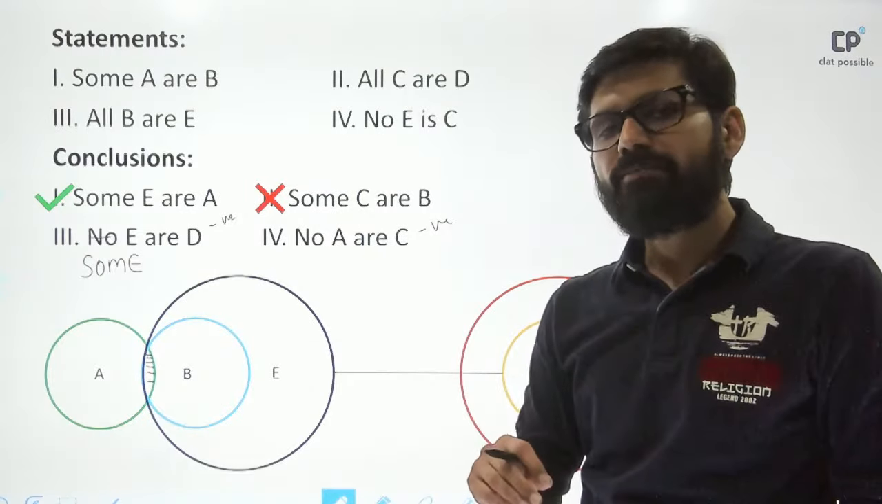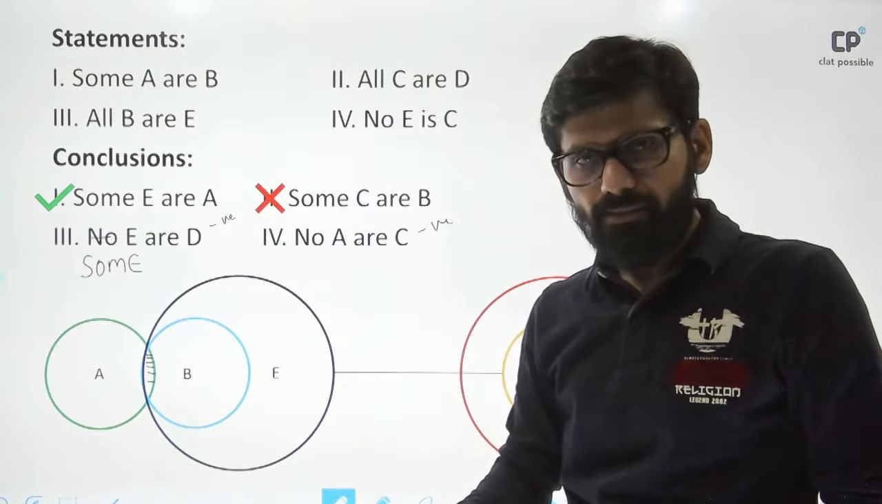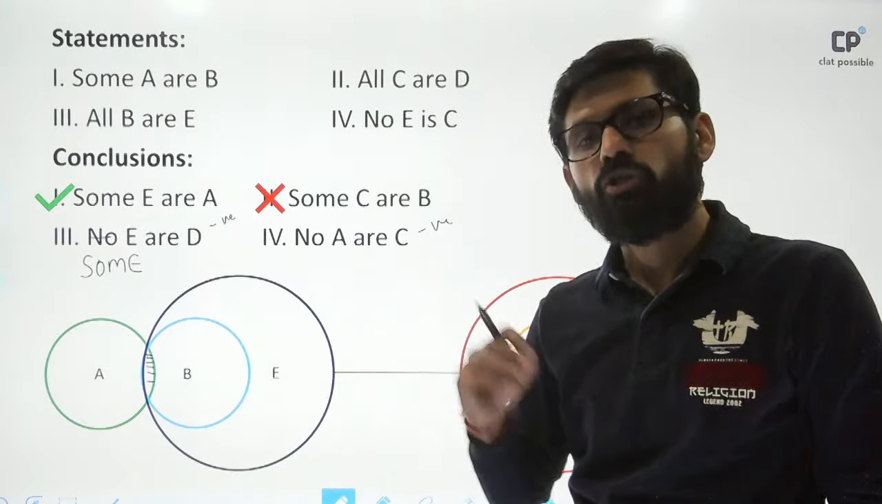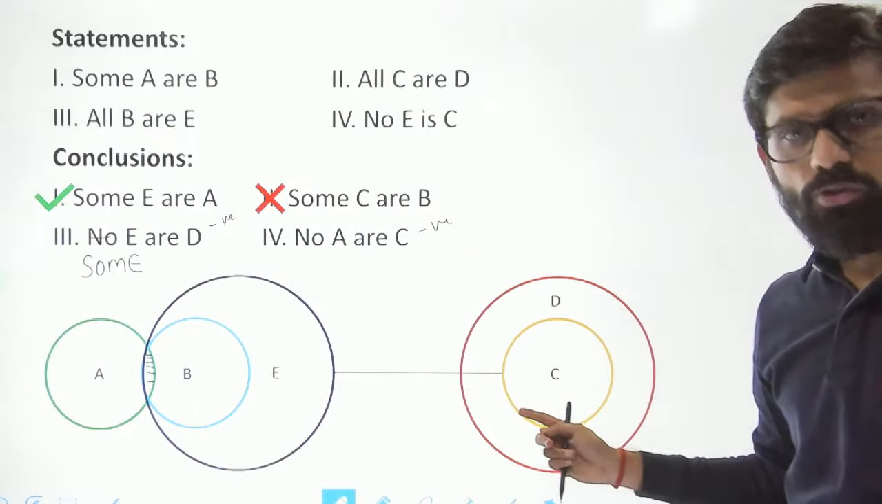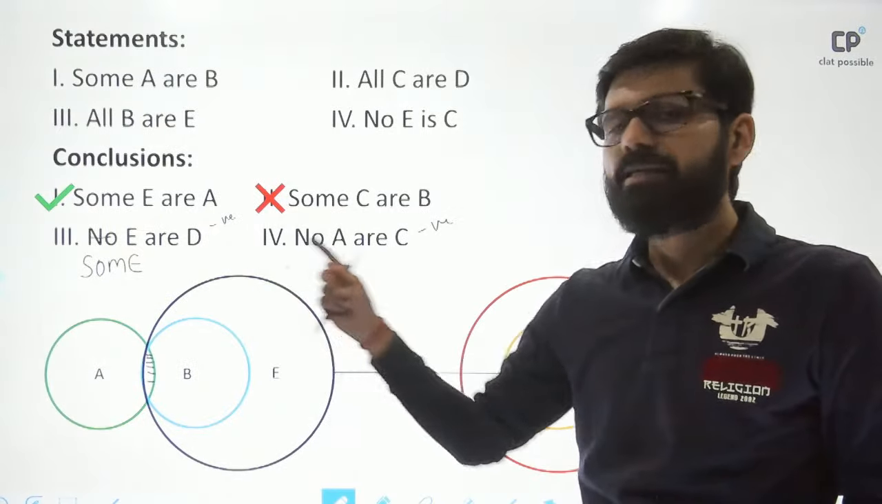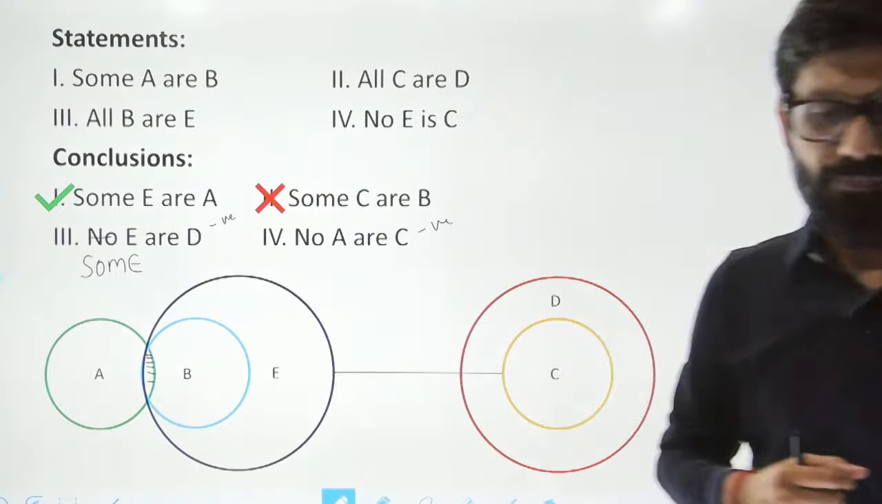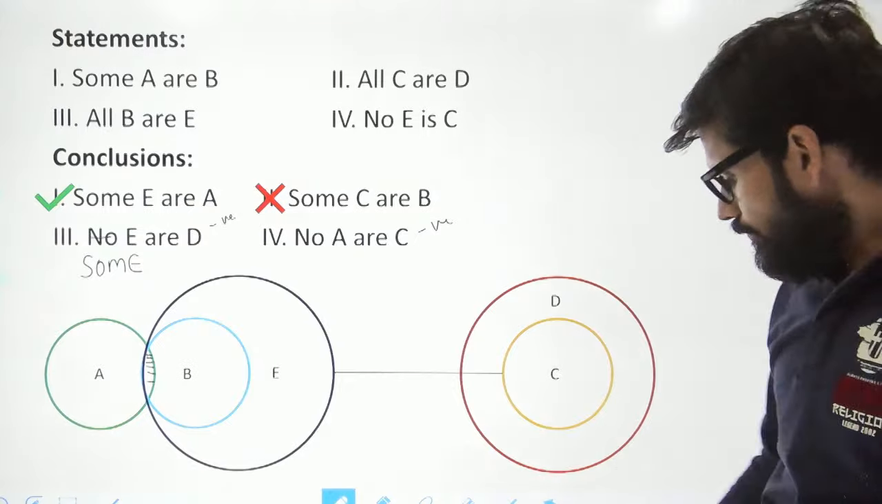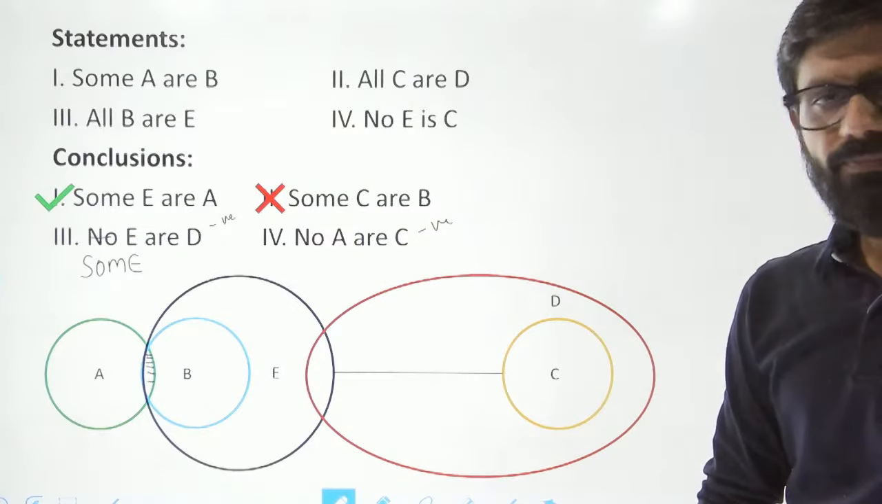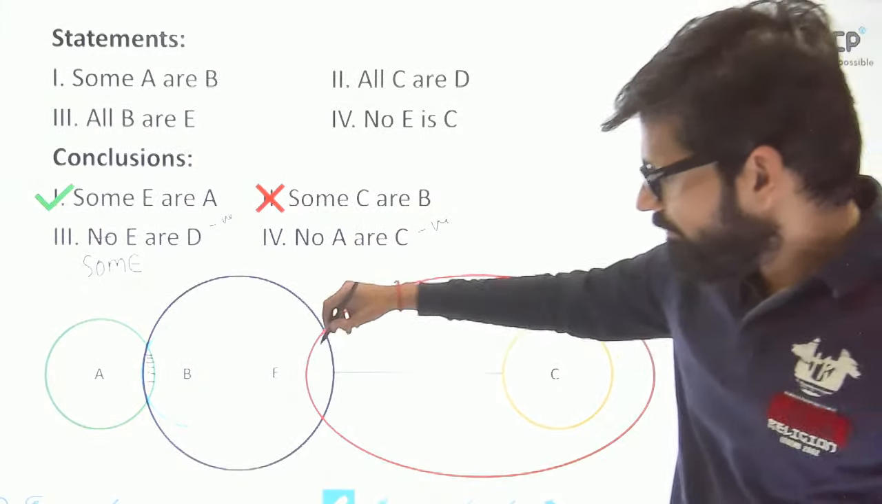From the diagram, can you let me know whether some E are D is possible or not? I know some E are D does not follow. It is evident. But what I want to know from you is whether some E are D is possible or not. Let me know. Right, so of course, if I do this, some I overlap some E and D circles.